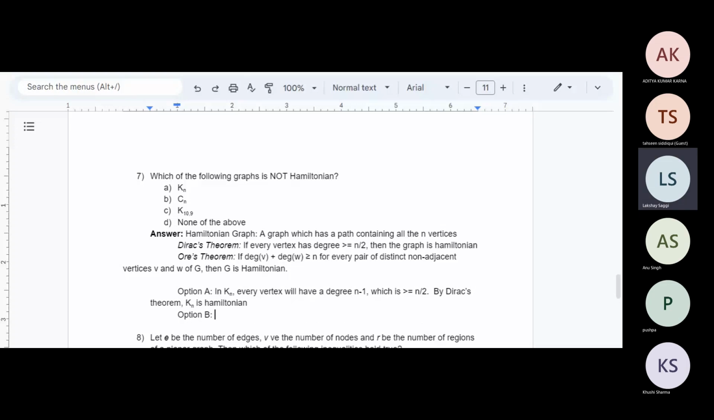So option B, and option B is Cn. Cn is just a cycle on n vertices, and we need to find out whether this is a Hamiltonian graph or not. It is pretty straightforward to see that a cycle on n vertices will be Hamiltonian, since we can just travel around the cycle. Let's say the cycle is v1, v2, v3 up to vn, then we have a path which covers all the vertices v1 to vn. I hope it's clear to you guys. If it is not clear, you can ask in chat. I'll explain again.